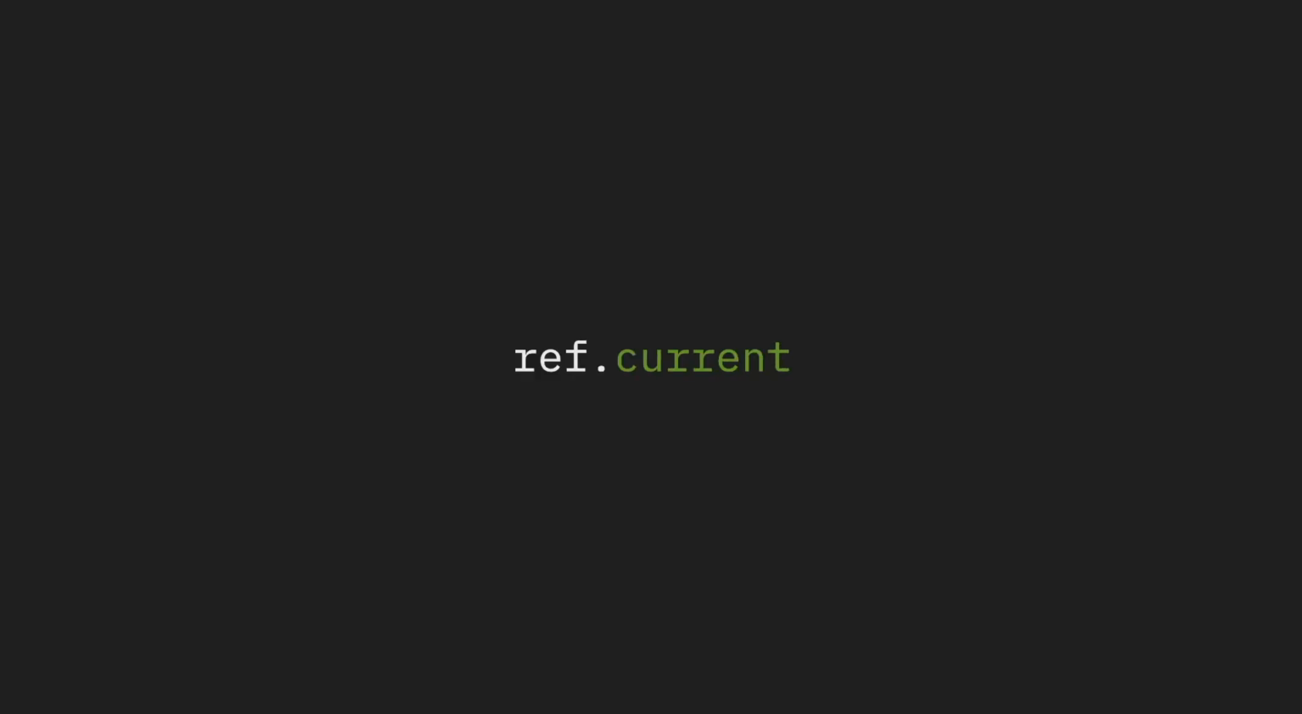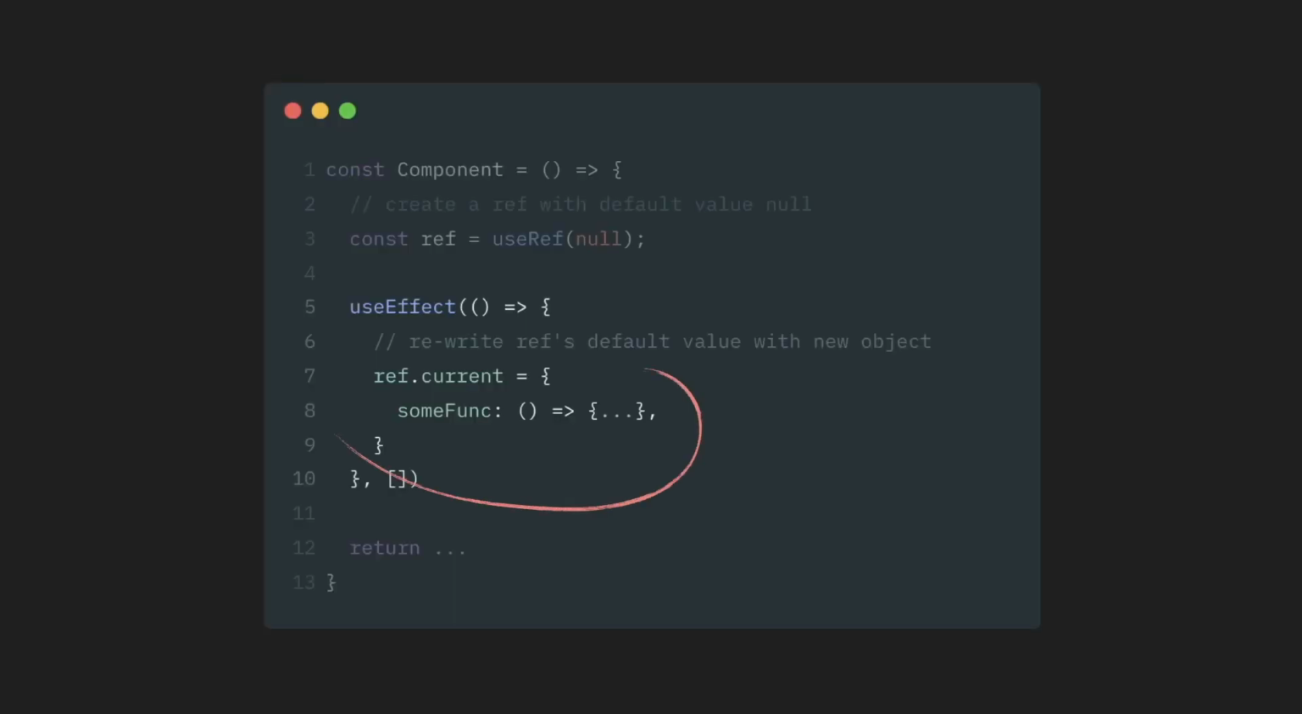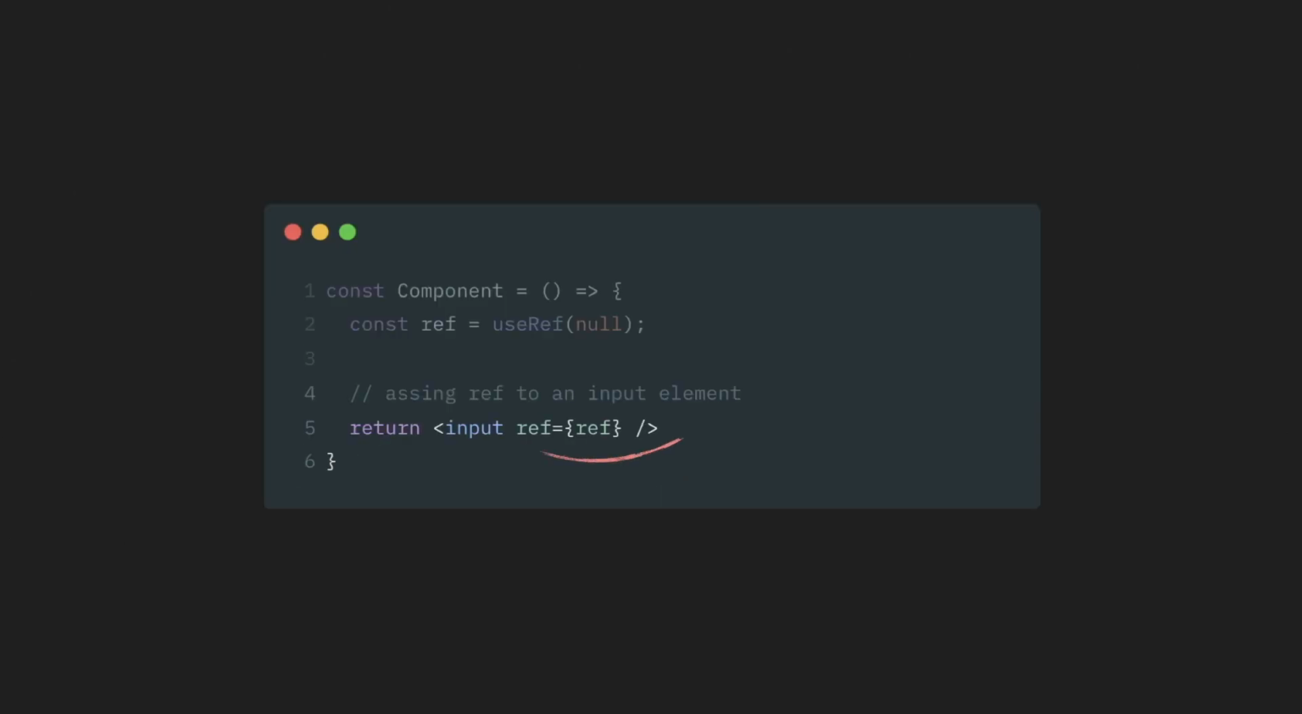When we create ref object, whatever we pass as a default value to the hook will be available as current property of this object. And we can override it in our useEffect hooks or callbacks to anything that we want. For example, we can just assign an object to it. Or we can pass it to a DOM element like this, and React underneath will do some magic and attach the input DOM element to the current property of ref.